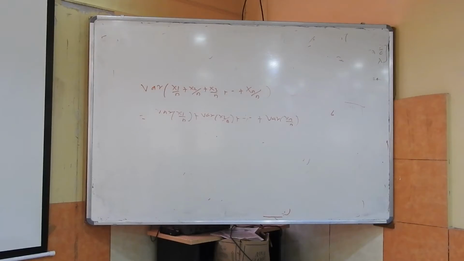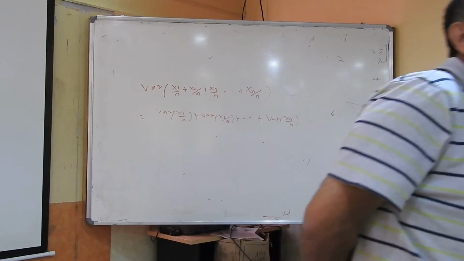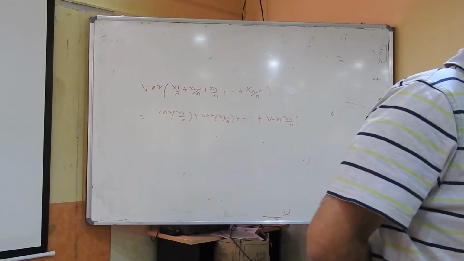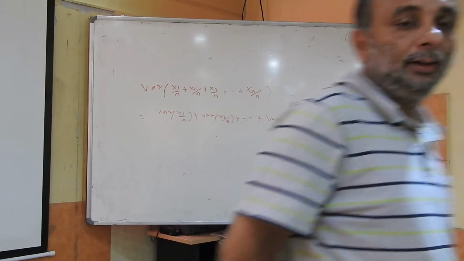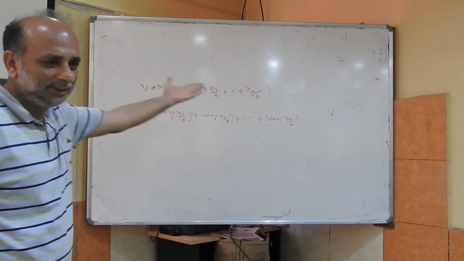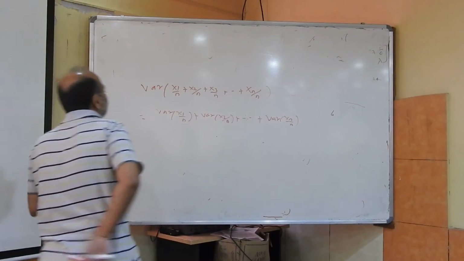Everybody understands why we have been able to write this? There are no covariance terms. Why are there no covariance terms? Because x1, x2, x3, x4, x5 are all independent of each other. So what have you considered then? X1 with stocks? No, any number. These are any random sum.